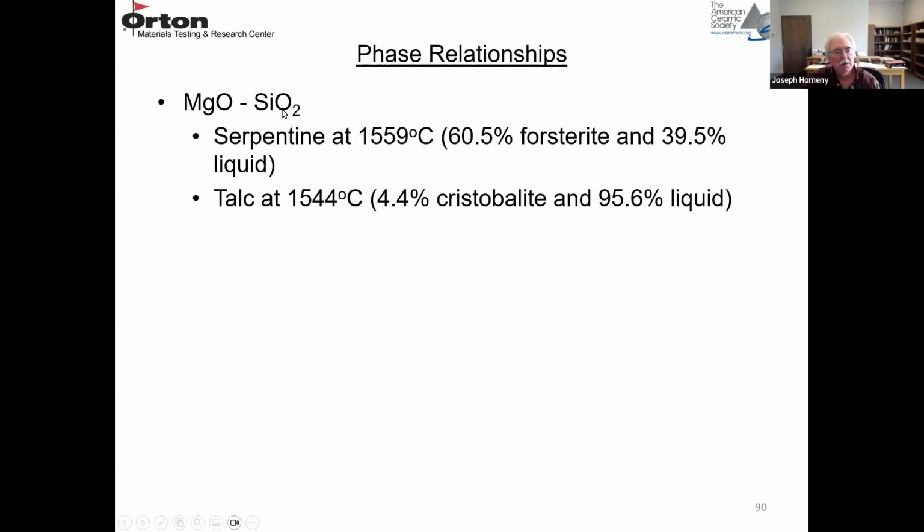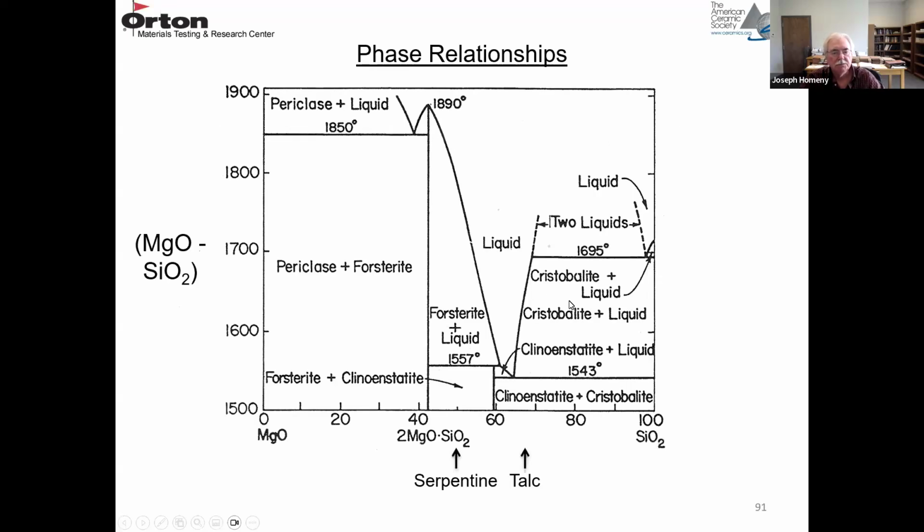So in the MgO-SiO2 phase diagram, this material, serpentine, at 1559 degrees C, we'll show that on the phase diagram. It's still about 60% phosphorite, but it's almost 40% liquid. And then talc at 1544 degrees C is only about 4% cristobalite and almost 96% liquid. So these two materials are very undesirable.